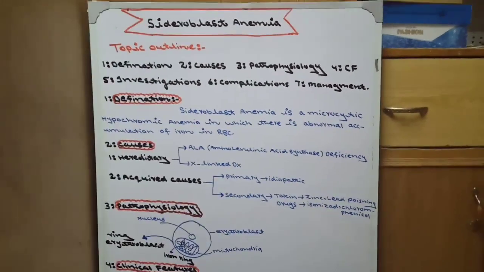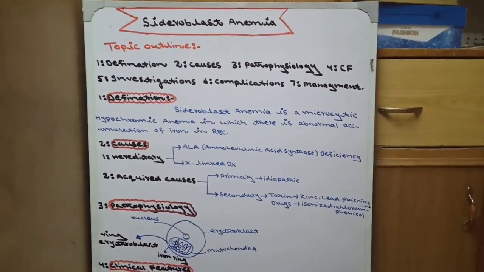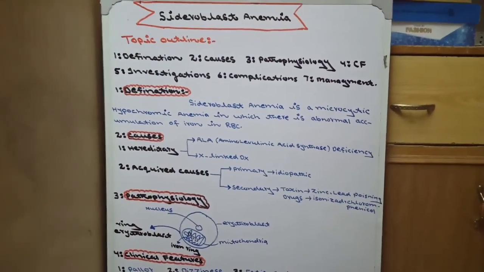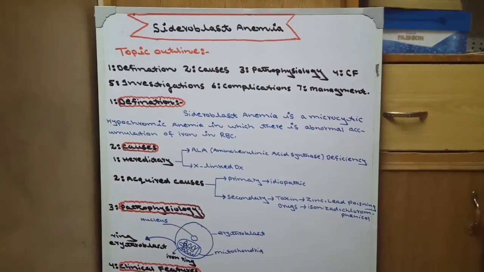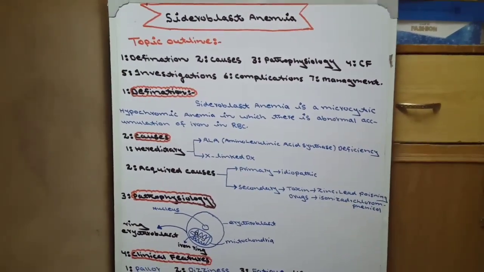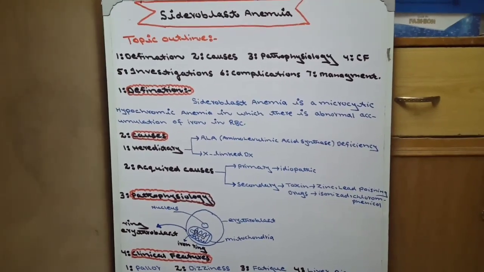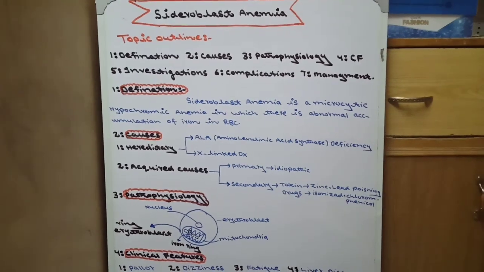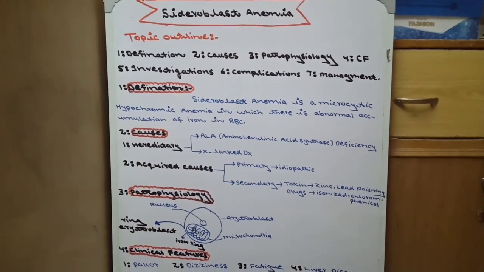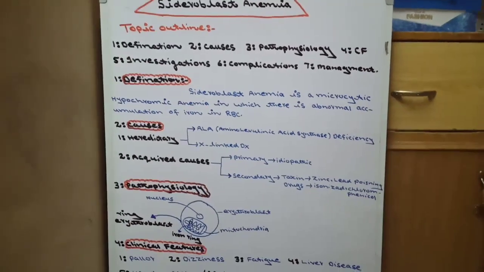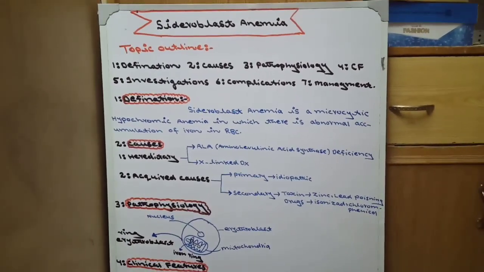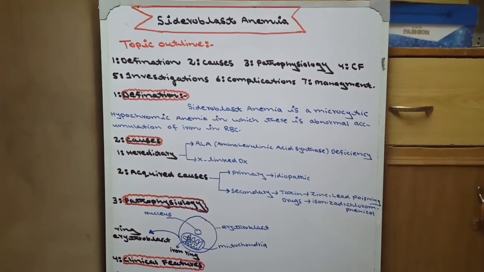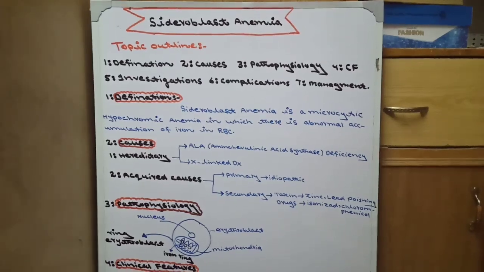Now in microcytic, we put three types of anemia. Remember by mnemonic, SIT. S means Sideroblast anemia, I means iron deficiency anemia, and T means thalassemia. Now in the last video before this video, we studied iron deficiency anemia in detail, which is a type of microcytic anemia. But today we study the next type of microcytic anemia, which is Sideroblast anemia.